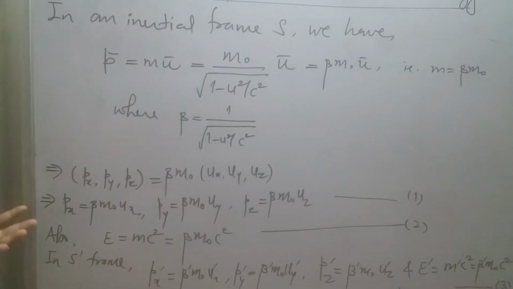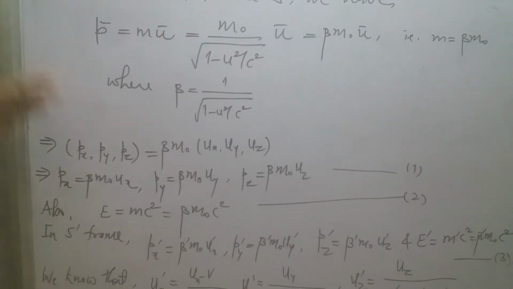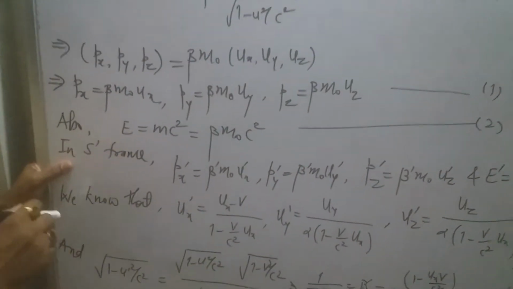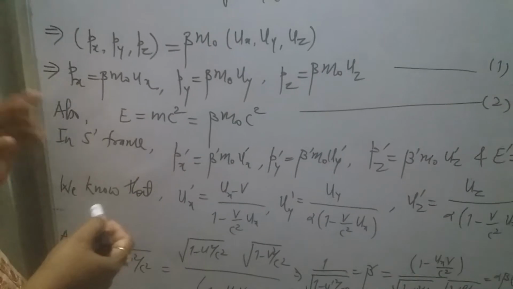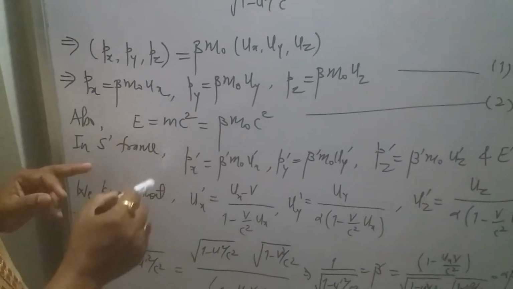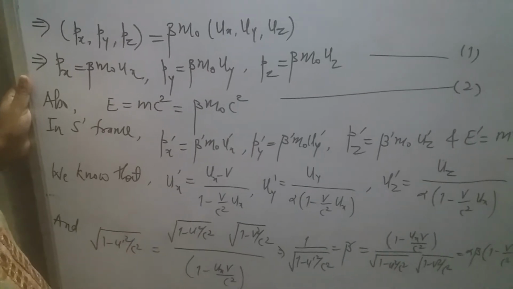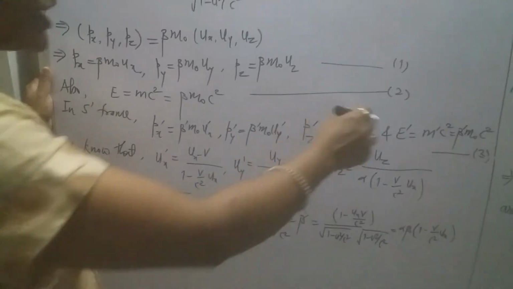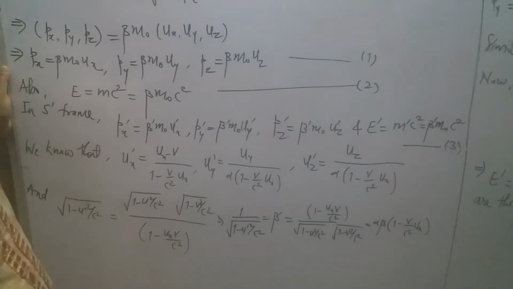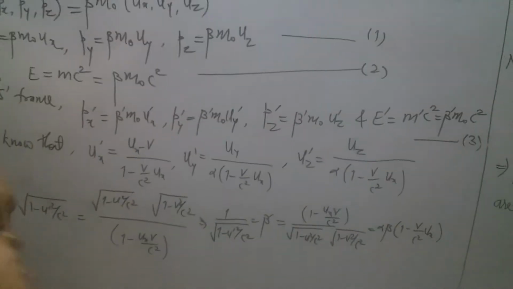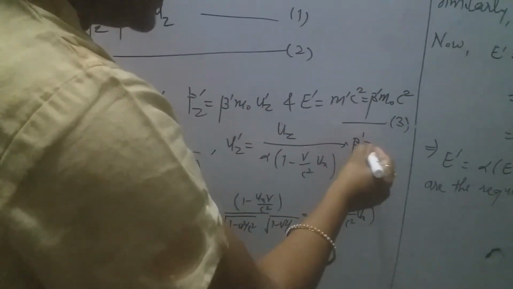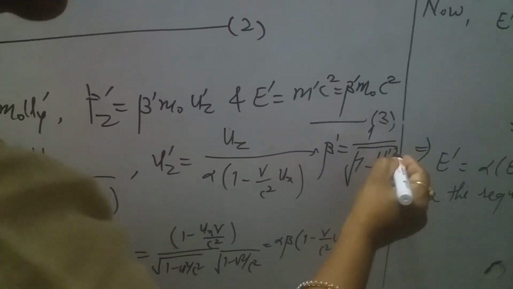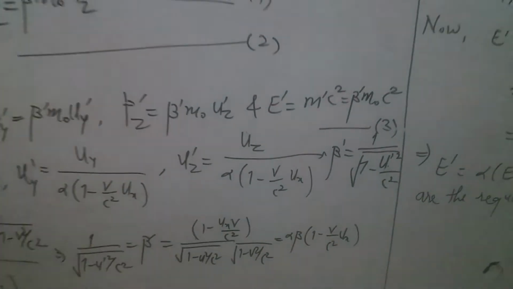Now the same we have to derive in S dash, and we have to find out the relation between the terms in S and S dash. So in the S dash frame, px dash, in a similar way, will be beta dash m naught into ux dash, py dash as beta dash m naught into uy dash, and pz dash as beta dash m naught into uz dash. Similarly, energy E dash in S dash is given by m dash into c square, that is beta dash m naught into c square. Now in this case beta dash will be 1 upon square root of 1 minus u dash square upon c square, similar to beta.